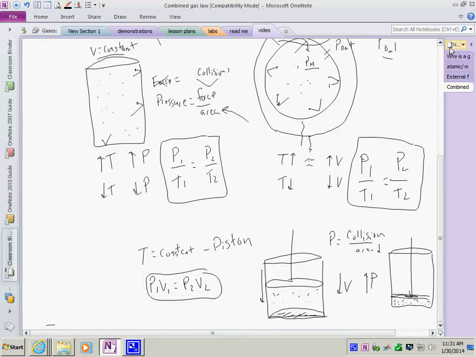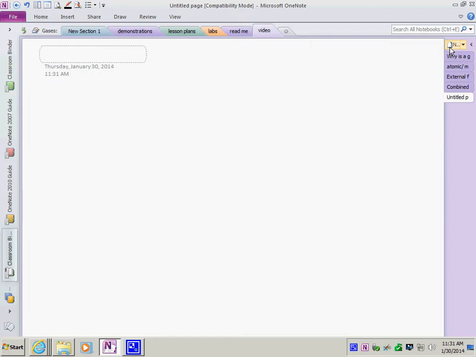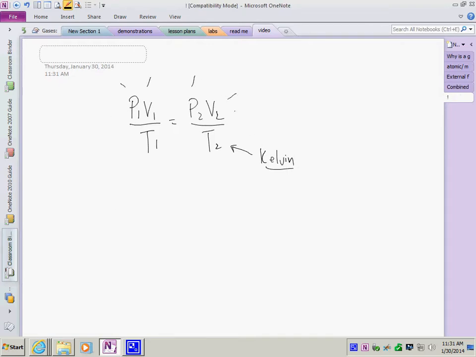And I'm just going to click onto a new page here. And the combined gas law would be P1 V1 over T1 equals P2 V2 over T2. So we've combined each of these together. I have a total of 6 variables here. Just a note, this one has to be in Kelvin, always. These ones can vary as long as you're consistent throughout the chemical reaction.